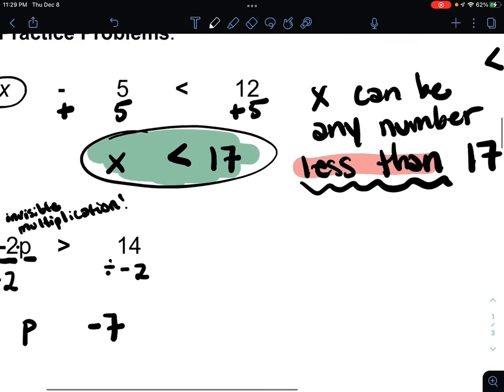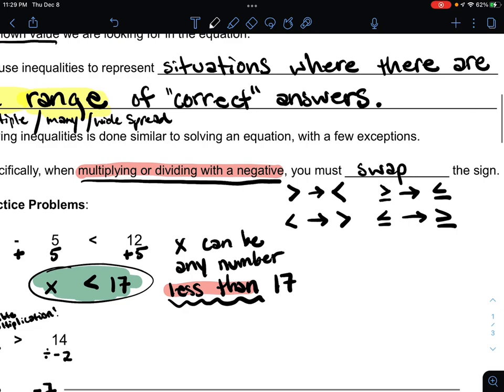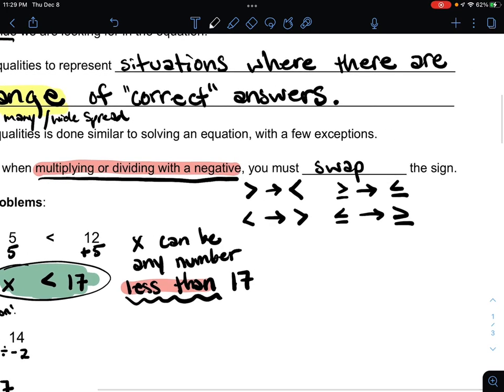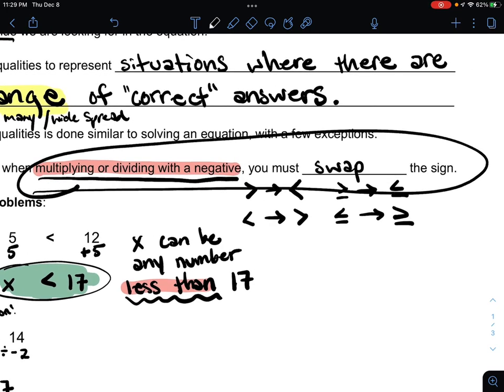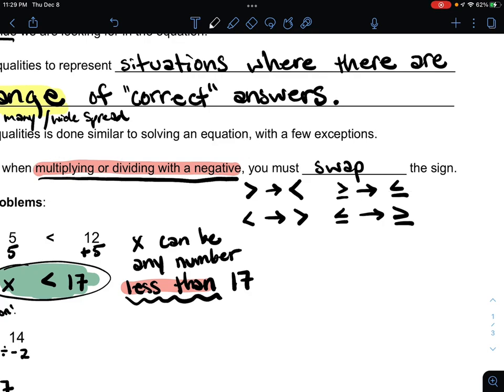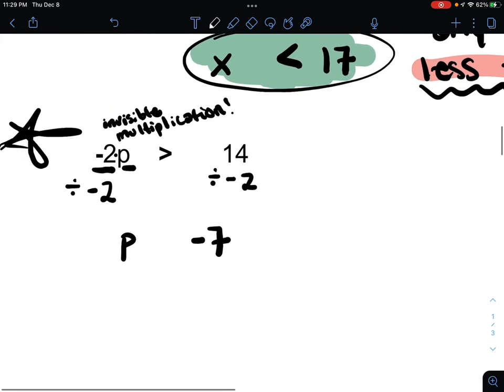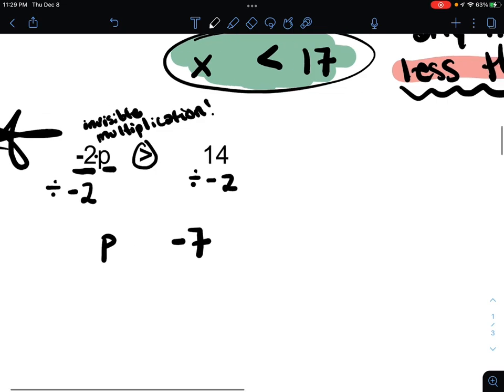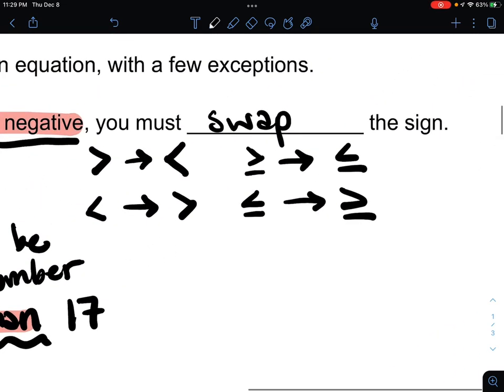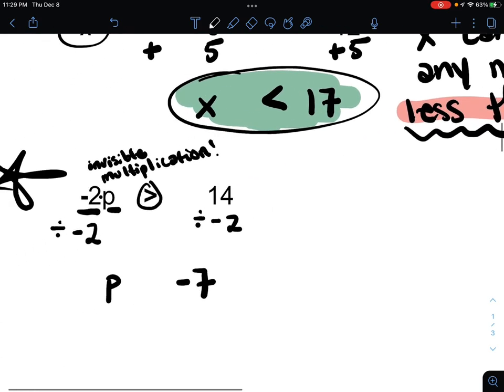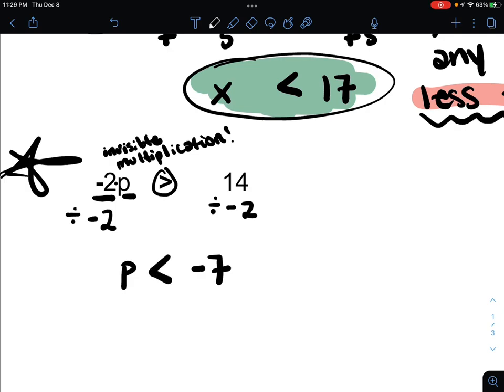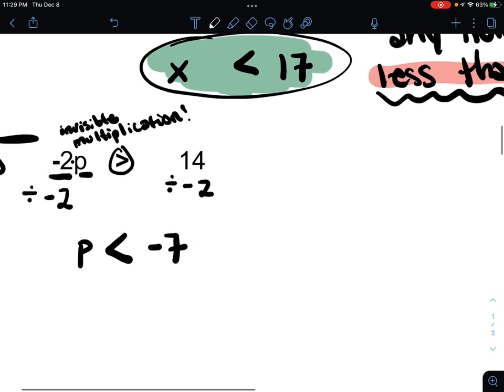But we cannot forget that when you are multiplying or dividing by a negative, you must swap the sign. So because we divided by negative 2, we have to swap this greater than sign. And when you swap the greater than sign, we flip it. So let's look over here. Oh, I see. Greater than will become a less than. So this greater than sign will now become a less than.